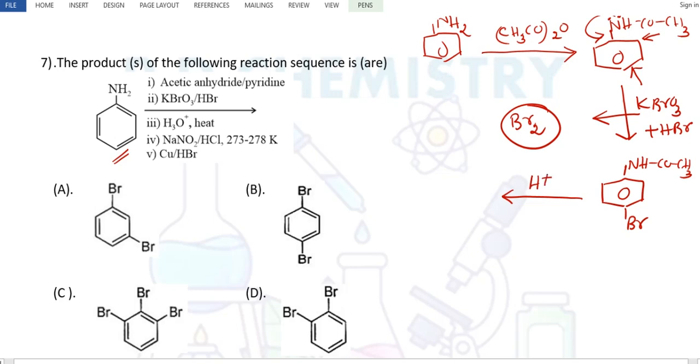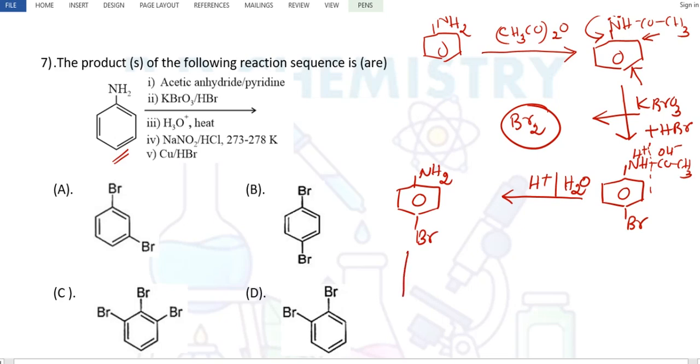Third step, they are given H3O plus, heated. That means it is the acid hydrolysis. Hydrolysis is breaking of the bonds, correct? Acid hydrolysis. Add H plus and OH minus here. So we'll get now free NH2. So the acetyl group is broken now. So it is NH2, the side product is acetic acid, and we get the bromo compound.